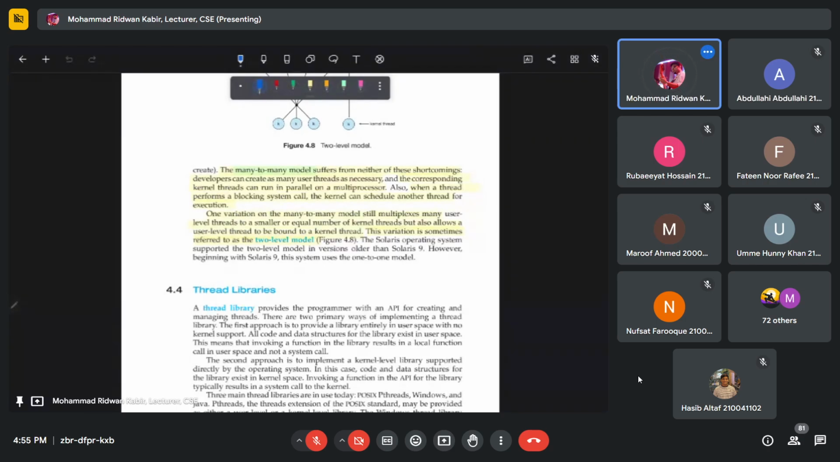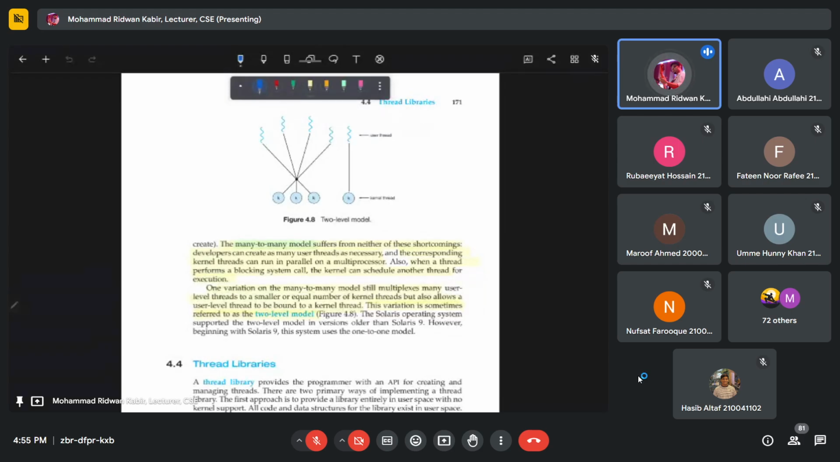Now, this many-to-many model has a variation which is known as the two-level model. It basically says that we will implement the many-to-many model, along with that we will also allow, let's say, having a particular thread associated with a particular kernel thread. Okay, now can you tell me when this particular type of scenario could be beneficial?